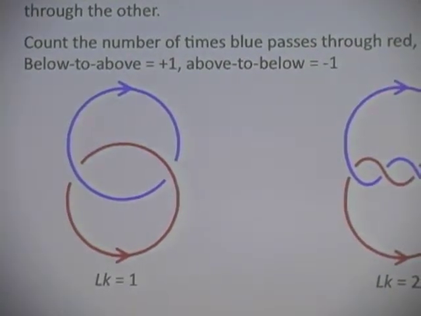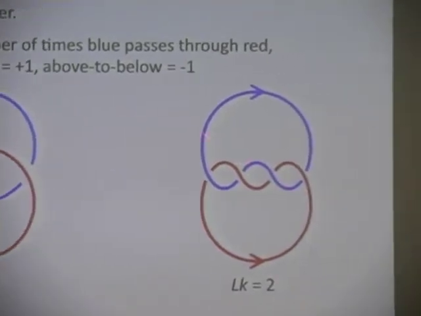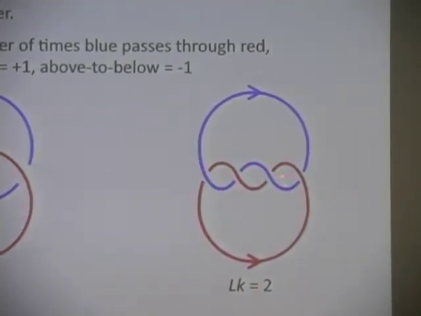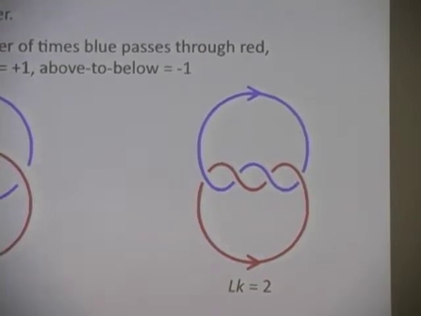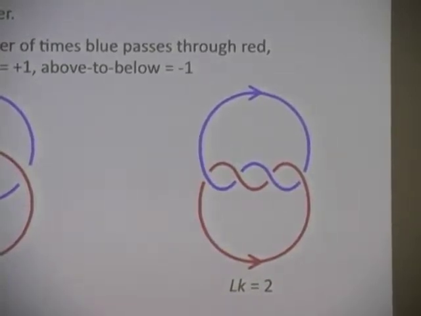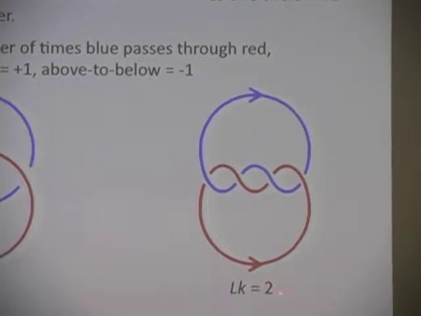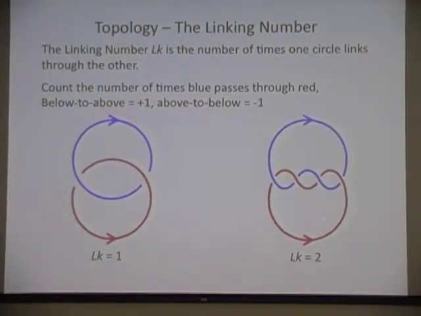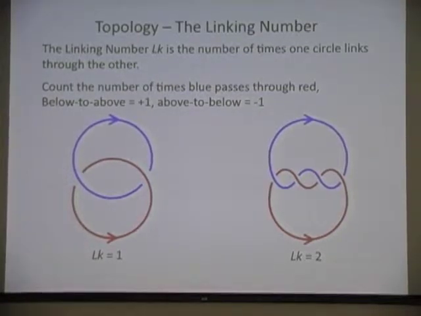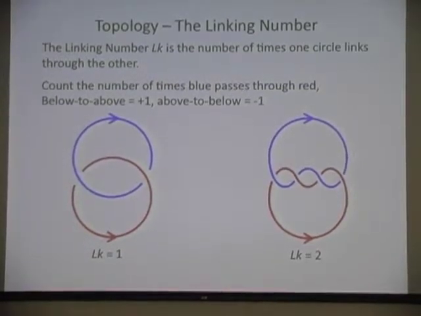Here, the blue circle links from below to above there, and then again from below to above there, linking through the red circle. This piece is outside the red circle, so it doesn't contribute. So it's only linking from below to above through the red circle that matters. So this guy has linking number two. Okay. And it turns out that you can show that the linking number is a topological invariant. No matter how you change the geometry of this, whatever structure you have will still have a linking number two.